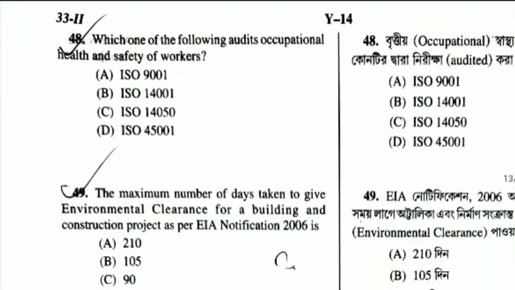Question number 48. Which one of the following audits occupational health and safety of workers? So which audit, International Organization for Standardization number, is related to the health and safety of workers? So it is option D, ISO 45001. Remember the number ISO 45001. Let's move to the next question.